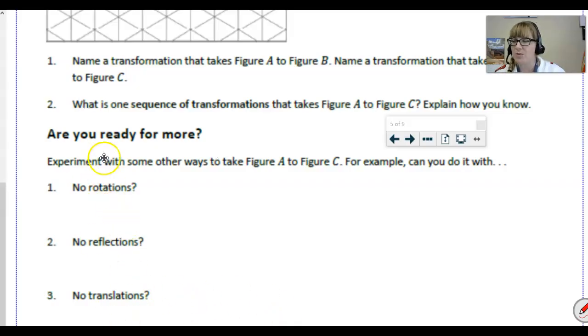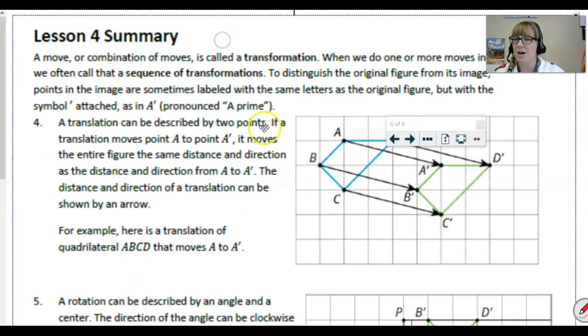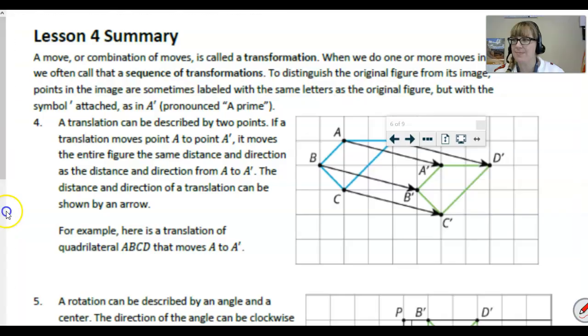So can we do it using no rotations? Yes. No reflections? Yes. No translations? Yes. And now it's time for our summary. A move or a combination of moves is called a transformation. That is important. A move or combination of moves is called a transformation. When we do one or more moves in a row, we often call that a sequence of transformations.